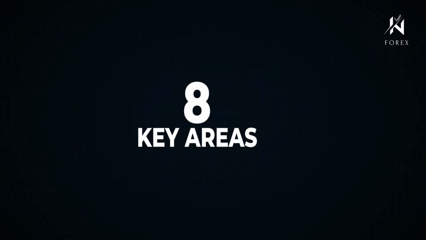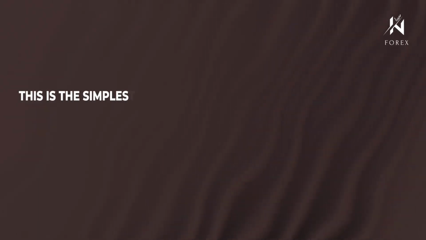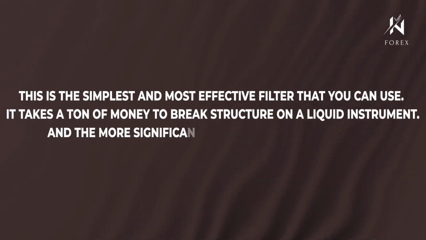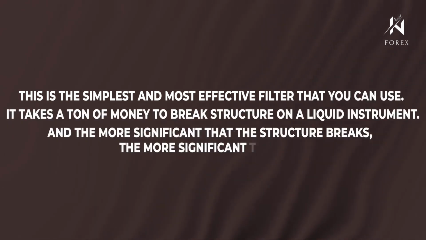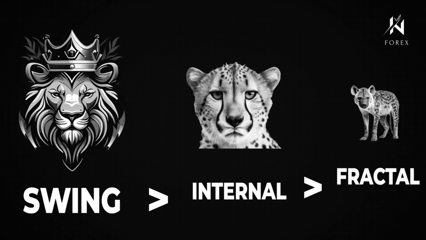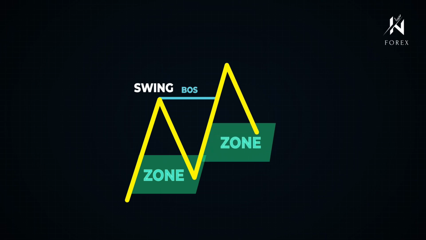There are 8 key areas for us to focus on, and the first is whether the zone led to a break of structure. This is the simplest and most effective filter that you can use. It takes a ton of money to break structure on a liquid instrument, and the more significant that the structure breaks, the more significant the zone. Swing structure is stronger than internal, which is stronger than fractal. So zones that cause a break of swing structure are going to be the most likely ones to cause the next break of swing structure.